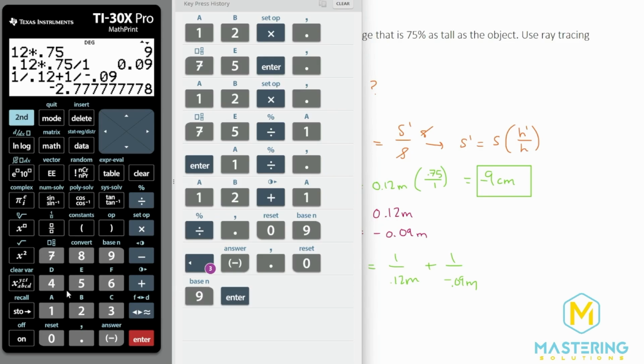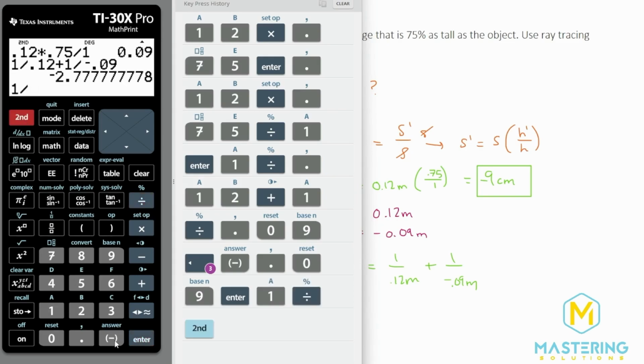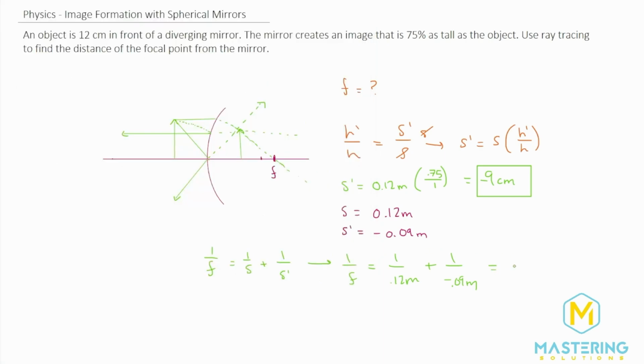That's 1 over f. So we need to take the reciprocal of that answer to give us meters, and that's 36 centimeters. So negative 0.36 meters, or 36 centimeters, is the focal point for this diverging mirror.